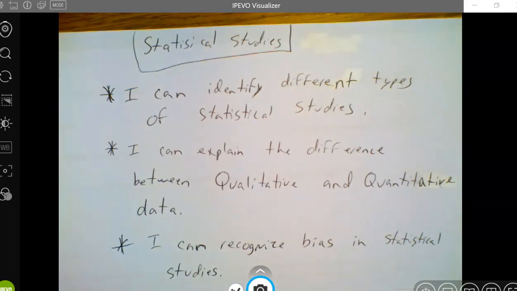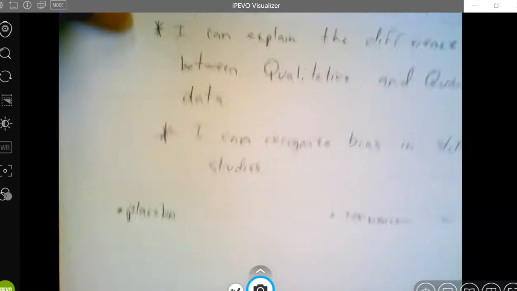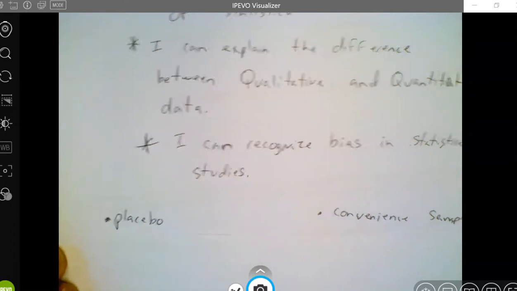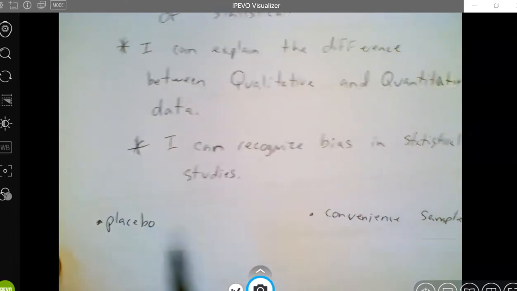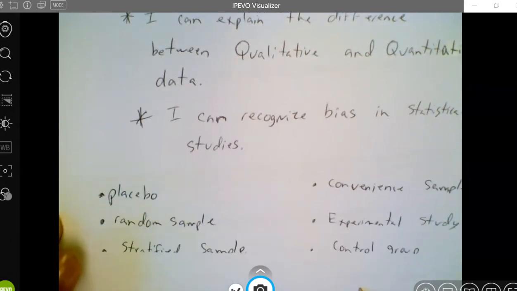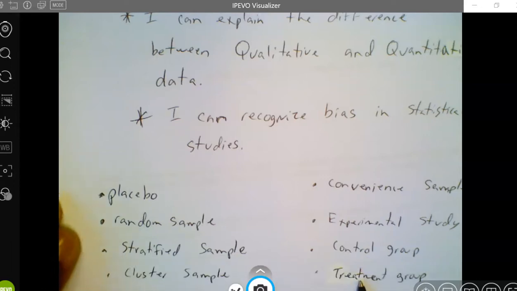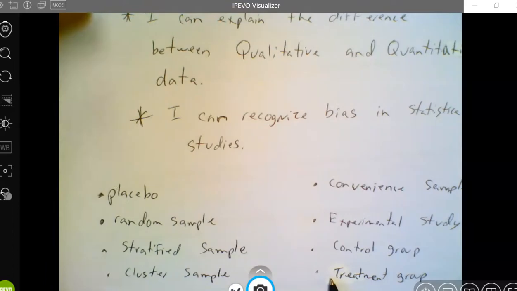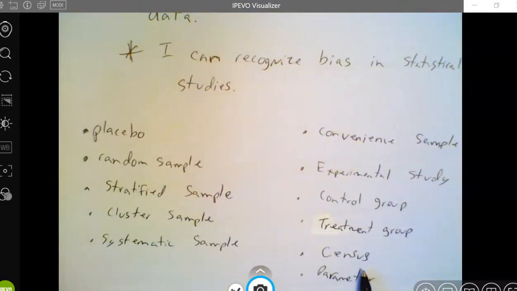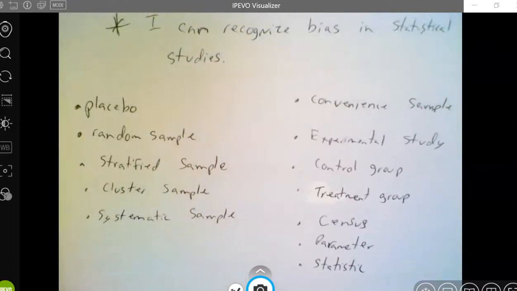Some key vocabulary that you're going to be discussing in this period are the words placebo, convenient sample, random sample, experimental study, stratified sample, control group, cluster sample, treatment group, systematic sample, census, parameter, and statistic.